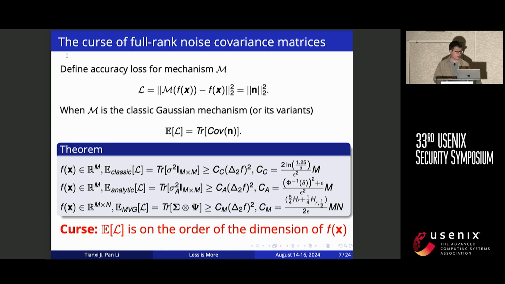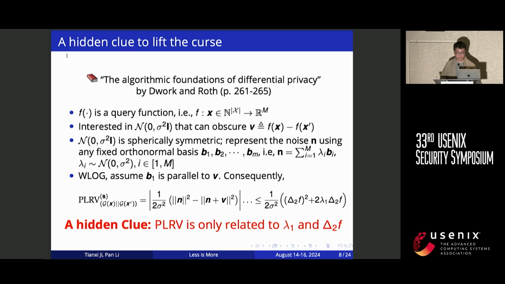So we identify the curse that the expected accuracy loss is always on the order of the dimension of your query. And how do we lift the curse? It turns out there is already a hint in the book by Dwork and Roth. This slide just restates some of the content in the book.